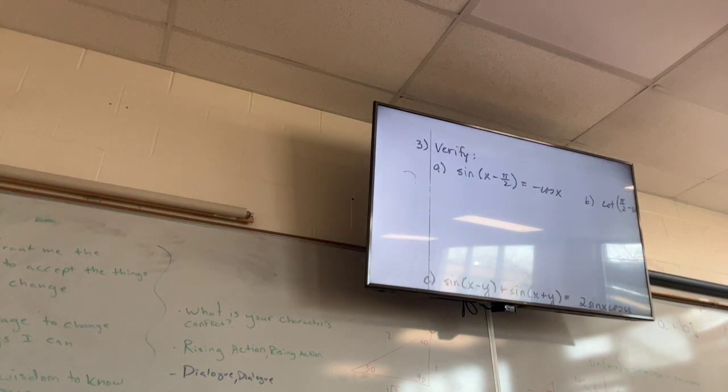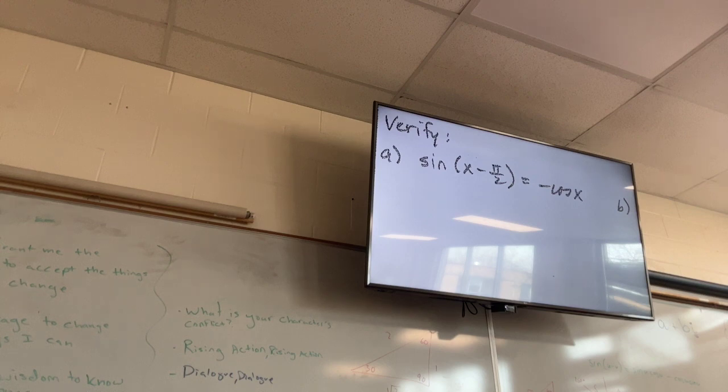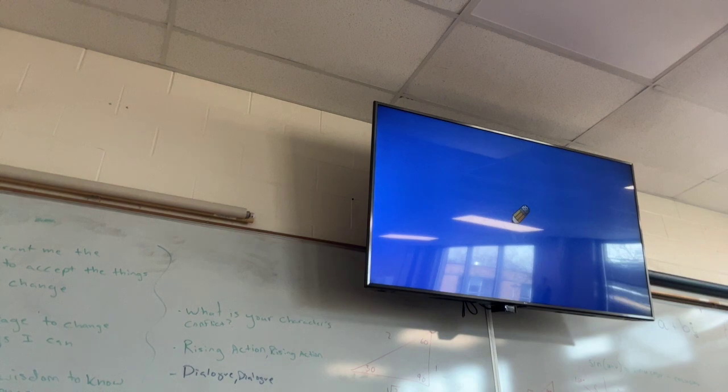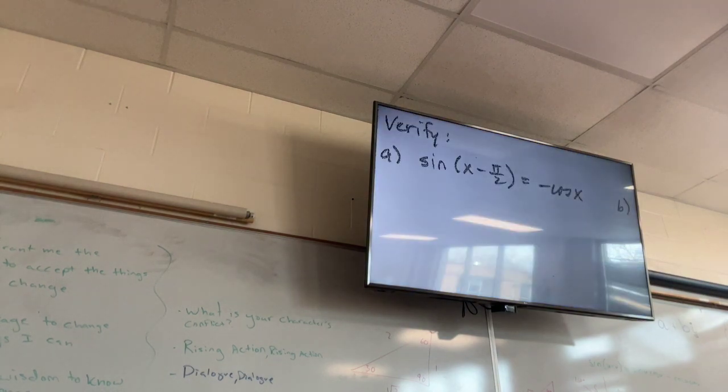Okay, so for these, right, these are just a little trig proof. These are a little easier though, because it's easier to see which identity you should use. Sine of two things subtracted from each other. We just got to look at our sheet, find it right here. So my u here is x, my v is pi over 2. That's 90 degrees in degrees.